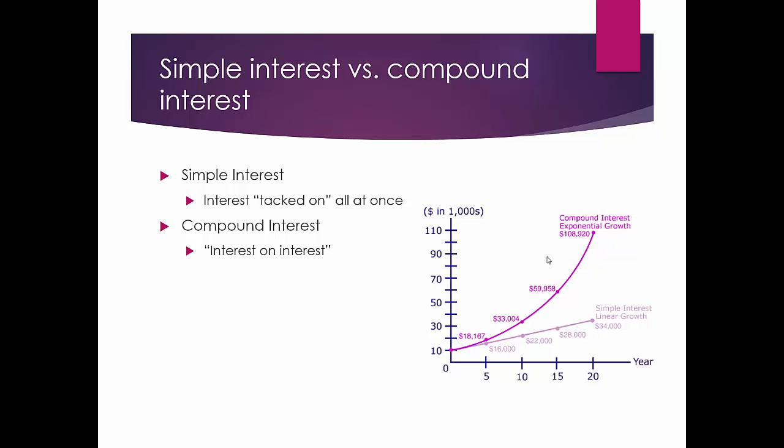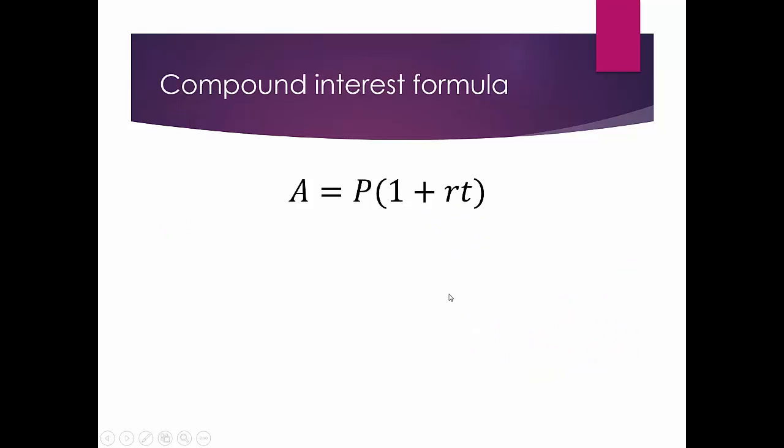With simple interest, you get charged all at once. Compound interest is like your credit card. Every month they add interest on interest.